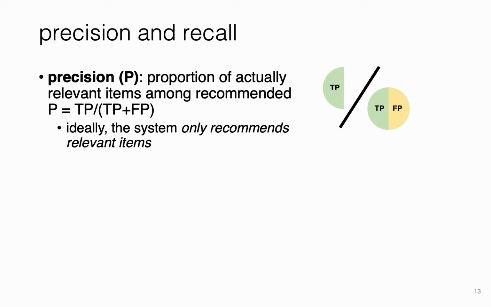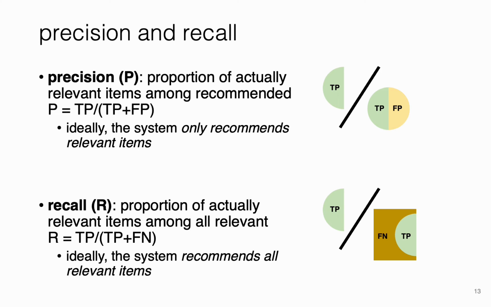We are now ready to define the 2 classification metrics we are interested in. Precision is the proportion of actually relevant items among the recommendations. It is the ratio of true positives over true positives and false positives. Ideally, we want the system to have high precision, meaning that it should only recommend relevant items.